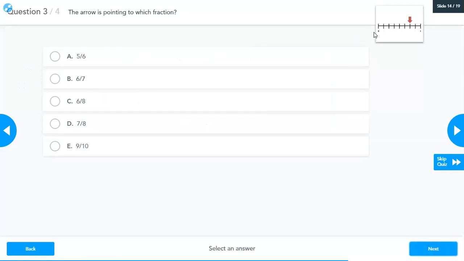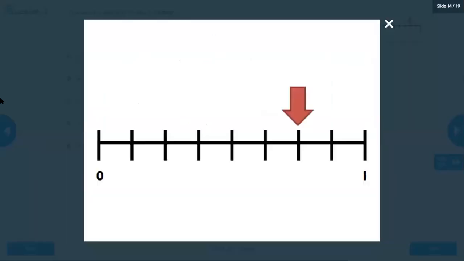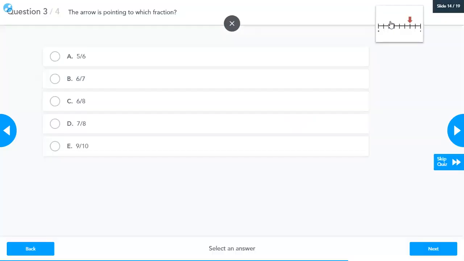The arrow is pointing to which fraction? Click that picture. Count with me. 1, 2, 3, 4, 5, 6, 7, and 8. So I'm working with eighths. That's my denominator. Now let's count over again. 1, 2, 3, 4, 5, 6. Stop. That's my arrow. So I'm working for 6/8. Let's take a look. Choice C.